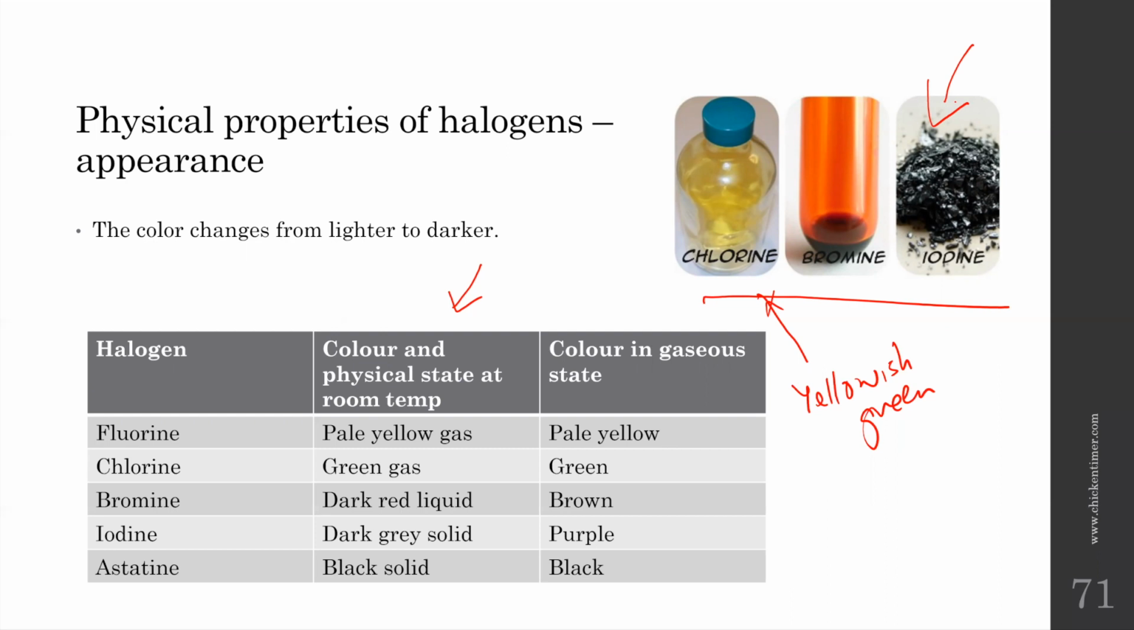But if you have to vaporize them and all of them are gases, then fluorine will be pale yellow, chlorine will be greenish yellow or green, then bromine is brown gas, iodine is purple gas, and then astatine will be black. We seldom see textbooks ask about astatine. The focus is actually on the first four. Focus on the syllabus is on the first four.